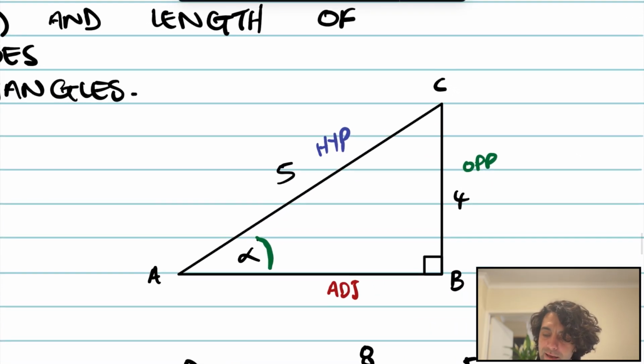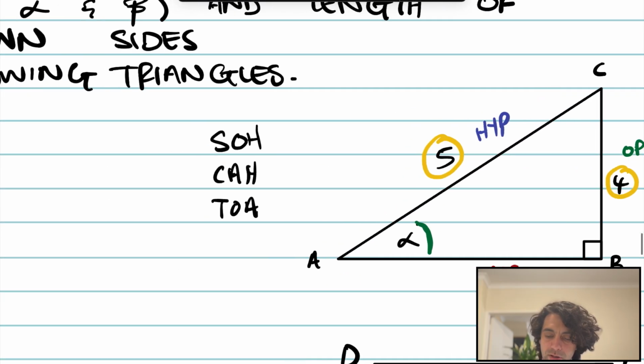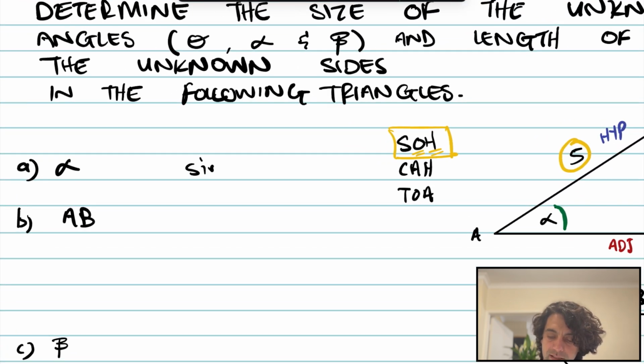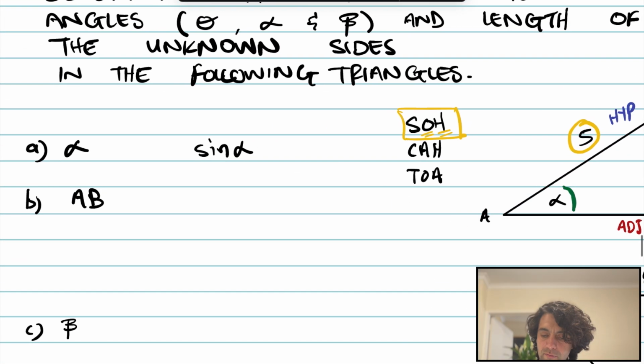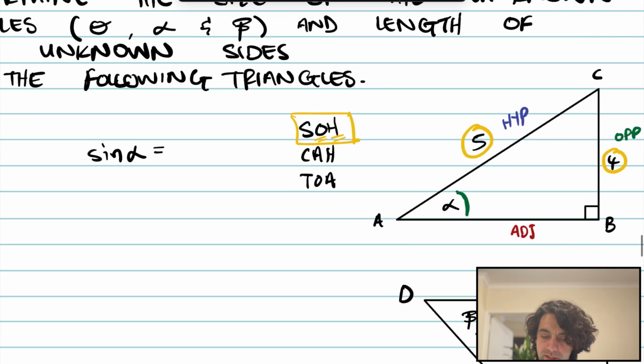Now, I am given the opposite and the hypotenuse. So immediately I need to go and find which trig function is going to be applicable. So I'll write my SOHCAHTOA down. I'm looking for opposite and hypotenuse. So I see here opposite hypotenuse is going to be my function of choice, which is sine. So I write sine of alpha. Remember, I'm just stating my definition here, is my opposite, which is 4 over my hypotenuse, which is 5.